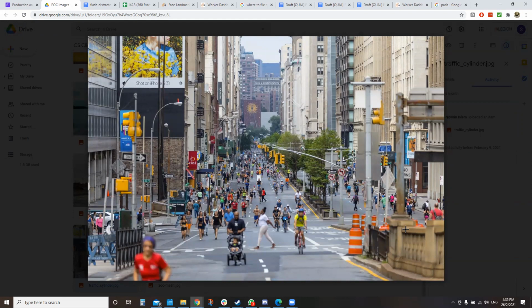Understand? And then these poles here you can remove. So this is one of the most difficult pictures because it's a street. You cannot remove traffic lights from the street because, I mean, what is a street without the traffic light?